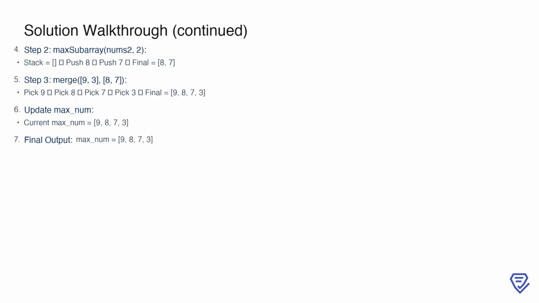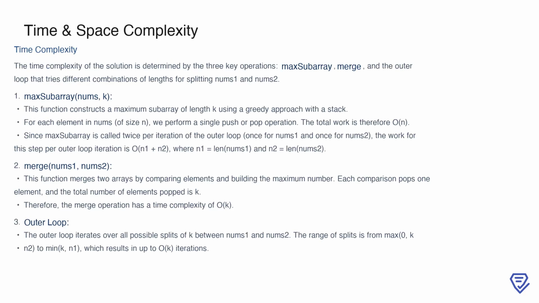Comparing this with the current maximum number, we find it is larger, so it becomes the new maximum number. The final output for this example is 9, 8, 7, 3. The time complexity of our solution is determined by 3 key operations: max subarray, merge, and the outer loop that iterates over different combinations of lengths for splitting nums1 and nums2.